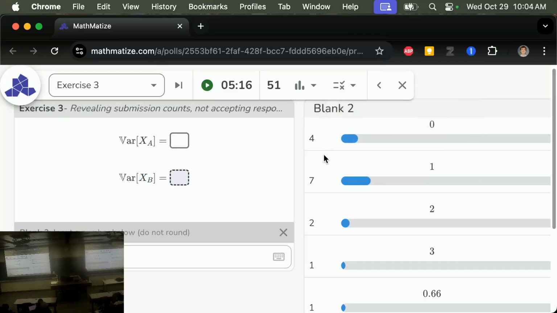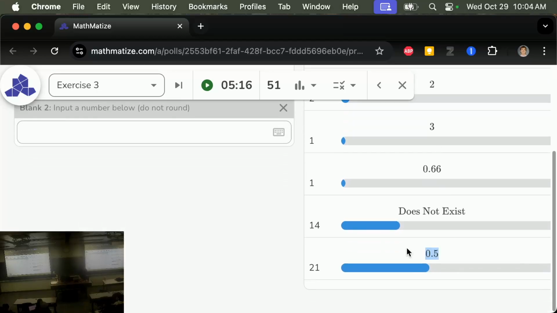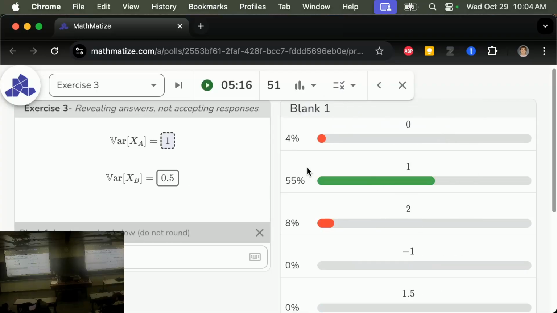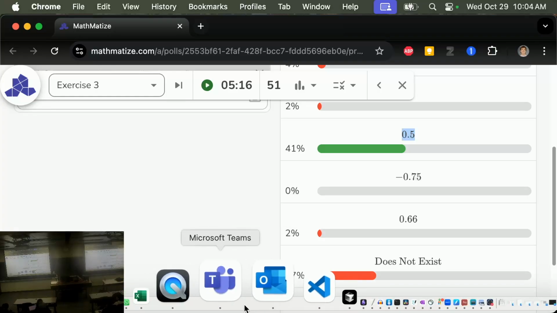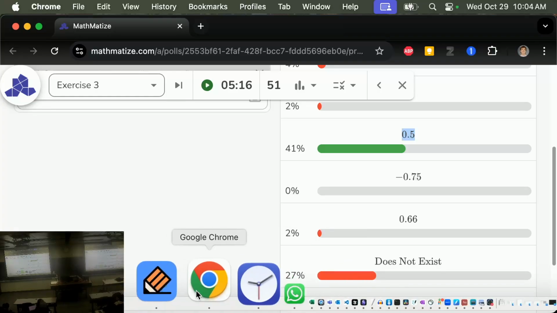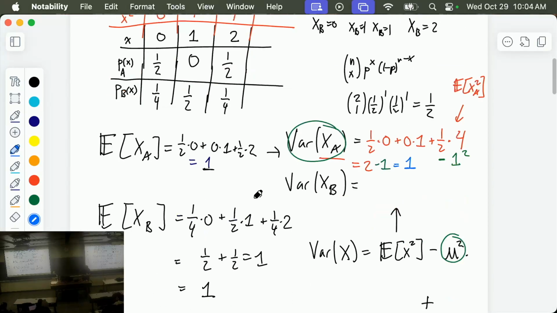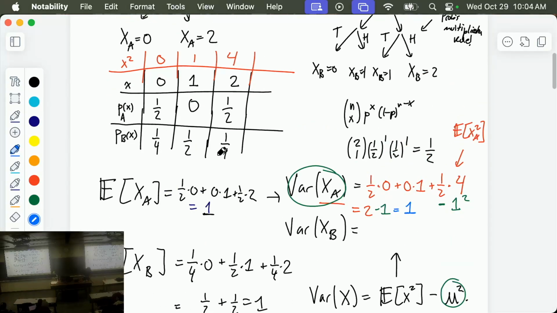And in this one, okay, this one's more split. 0, 1, 2, 3, does not exist. 0.5, and I believe 0.5 is the right answer. So if you put 0.5 for Bob, that is correct. Let's do this one. It's the same kind of calculation as before that you should become fluent with. Okay, so for Bob, it's a little trickier.